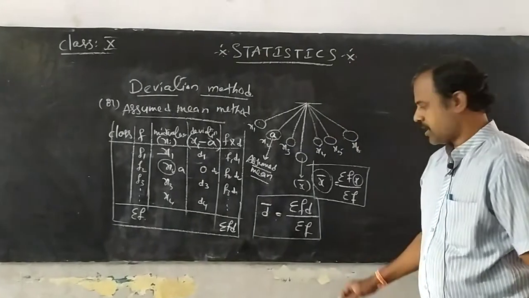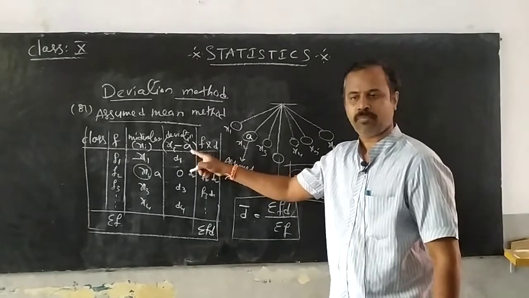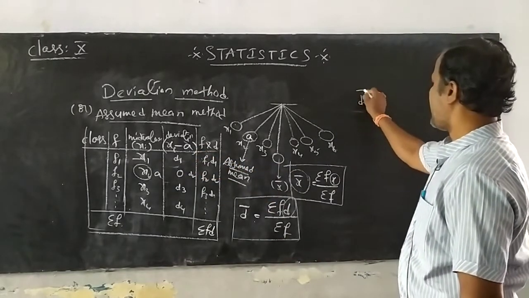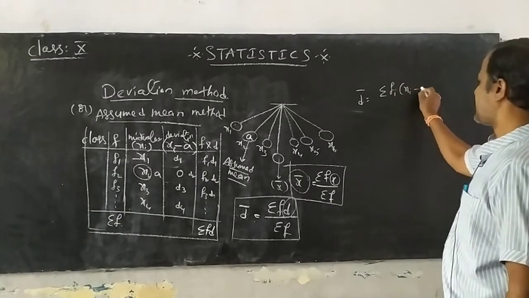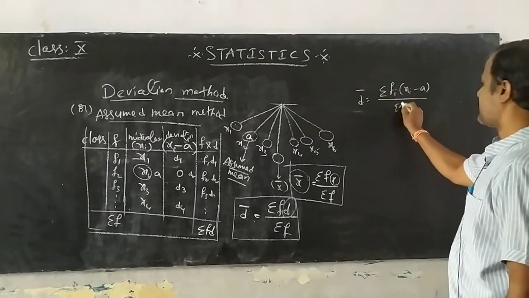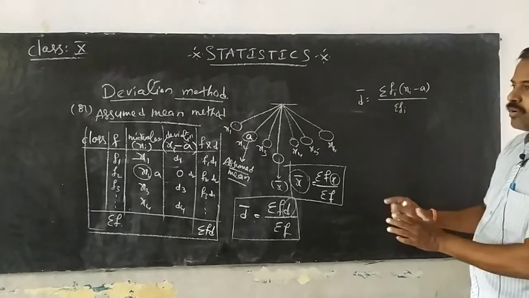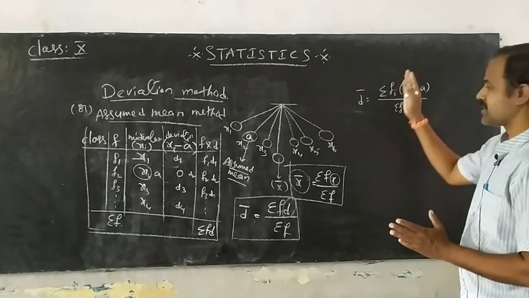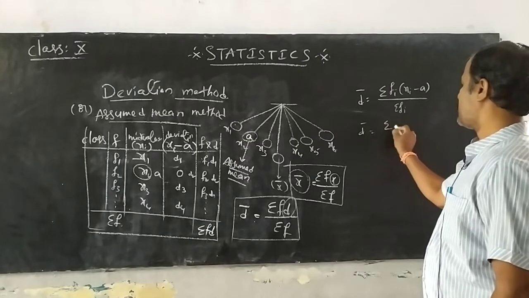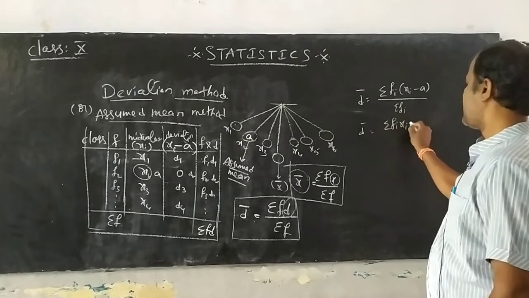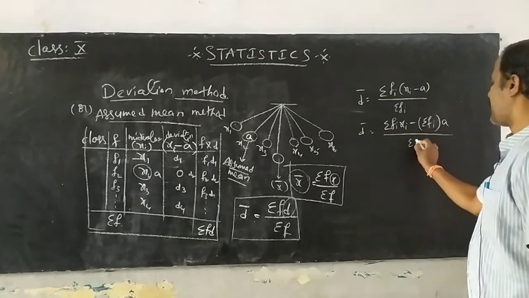Right, now what about this mean deviation? Observe carefully. Now I know the formula for d. What is the formula for d? xi minus a, that is the formula for the deviation. So I take d bar is equal to sigma fi into xi minus a by sigma fi. Now I am going to transfer this one inside. Observe very carefully how I write here. D bar is equal to sigma fi xi minus sigma fi into a by sigma fi.